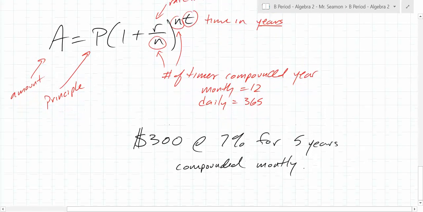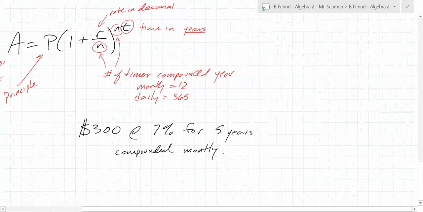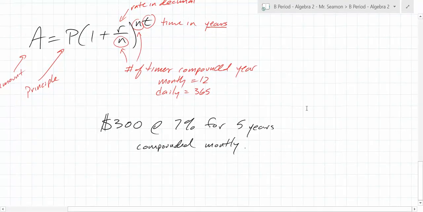Guys, once I pick one, stop talking. So, what is this going to mean? If I wanted to know what this equals, what's the principal? Someone tell me what the principal is. 300 times 1 plus what? 0.07 over 12, to the 12 times 5.